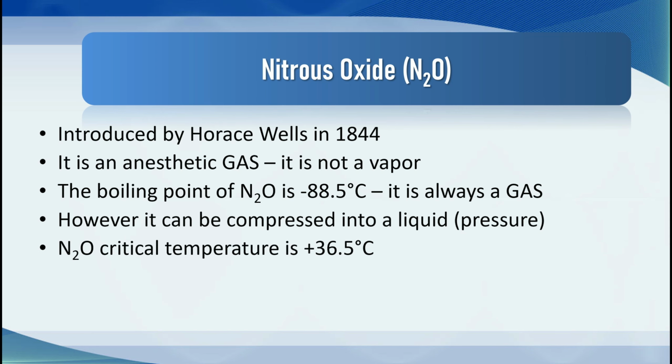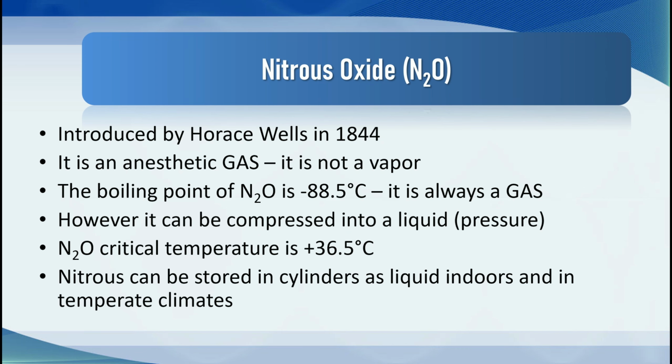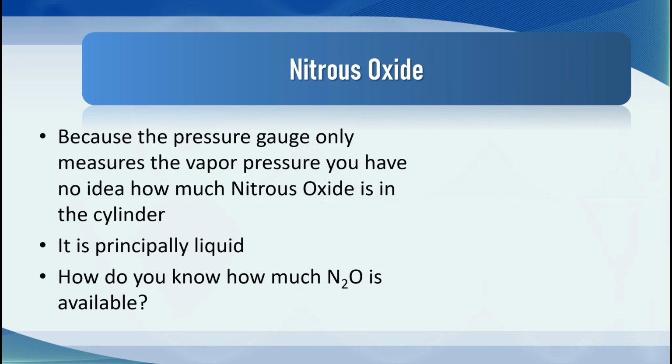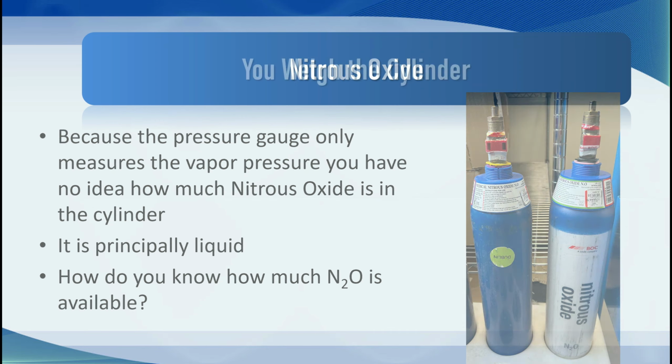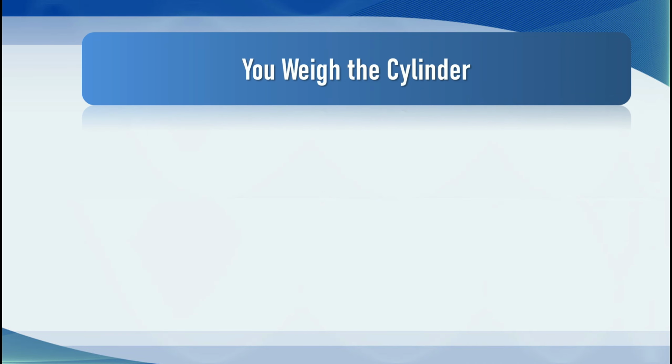The critical temperature of nitrous oxide is plus 36.5 degrees Celsius. So it can be stored as a liquid in cylinders indoors and in temperate climates. But because the pressure gauge only measures the vapor pressure, you have absolutely no idea how much nitrous oxide is in the cylinder because it's principally liquid. How do you know how much nitrous oxide is actually available? Well, you do this by weighing the cylinder, just like carbon dioxide.